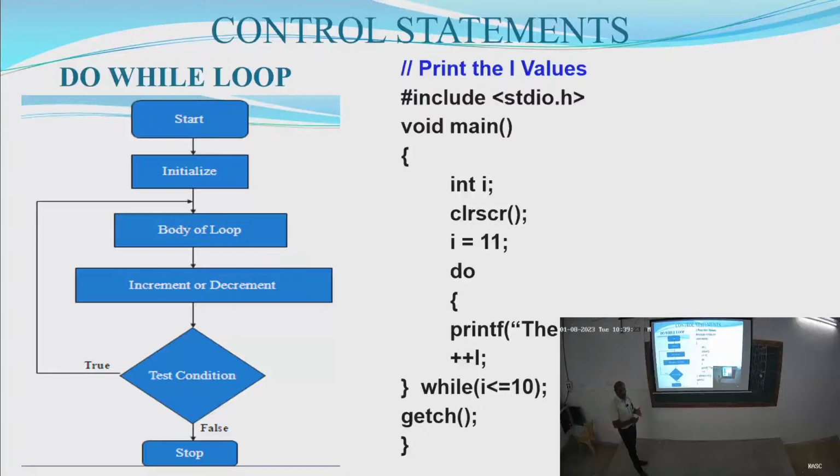Whether the statement is true or false, we don't bother about that. The loop will be executed once. Why? Because the condition will be checked at the last. So the body will be executed once, whether it is true or false. Then the condition is checked. If the condition is true, it is executed again. Otherwise, the control goes to the next executable statement.